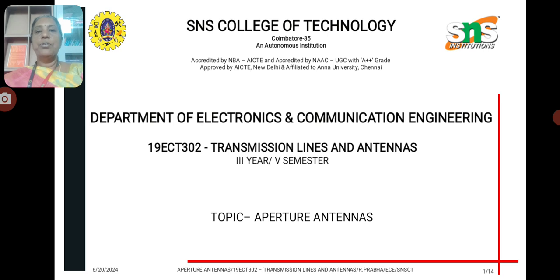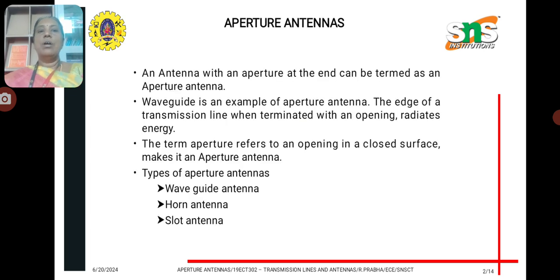In this video, we are going to see the topic Aperture Antennas for the course Transmission Lines and Antennas. An antenna with an aperture at the end can be termed as an aperture antenna. Waveguide is an example of aperture antenna. The edge of the transmission line, when terminated with an opening, radiates electromagnetic energy. The term aperture refers to an opening in a closed surface, making it an aperture antenna.